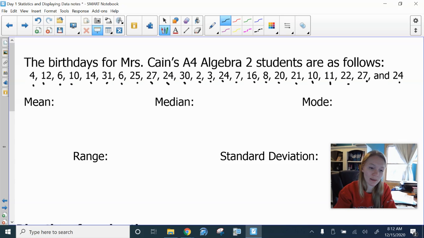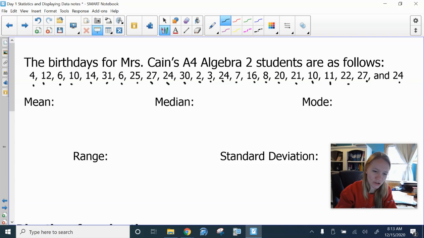If I wanted to find the mean, I would add all 24 numbers up and then divide by 24. If I wanted to find the median, I would need to list all of these numbers in order, lowest to highest, and then I would look for the middle value. The mode would be the number that occurs most often.